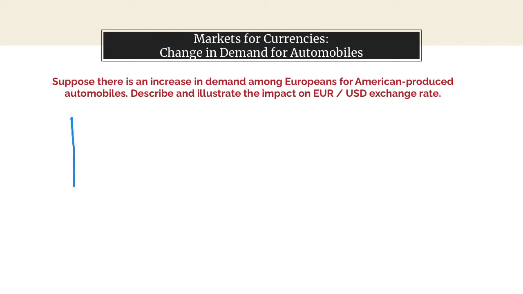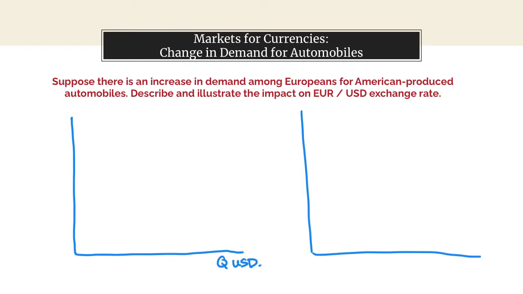We will draw the market for both US dollars, so I'll put the quantity of US dollars right here, and the market for euros. So I'll put the quantity of euros. And really, each of these are the quantity of US dollars traded for euros, or the quantity of euros traded for US dollars. But we'll think about the one on the left as the market for US dollars, and the one on the right as the market for euros.